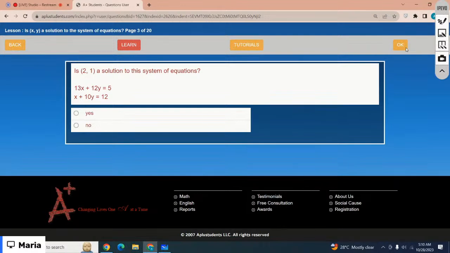Okay, the next one is, is 2, 1 a solution to the system of equations? Okay, let's just see the correct option. I think no, because 13x plus 12y is not equal to 5. If we put 1 and 2, that would be a greater number. So the correct option is no, this is not the solution of the system of equations, right? The correct option is no.